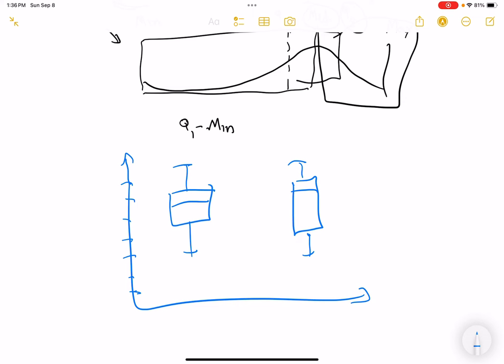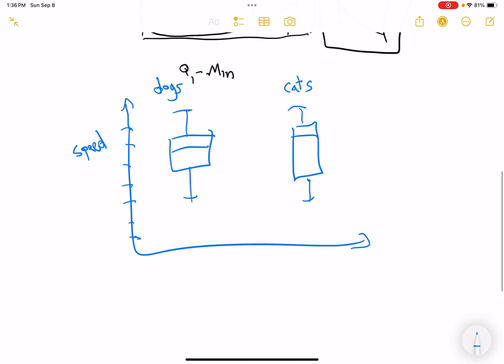Now, I may give you questions where I ask you, hey, where do values lie? Let's say this is dog's speed and this is cat's speed, right? We call that speed on the side that we're calculating. Okay. Now, I may ask you a question where I'm like, which of the following is true?